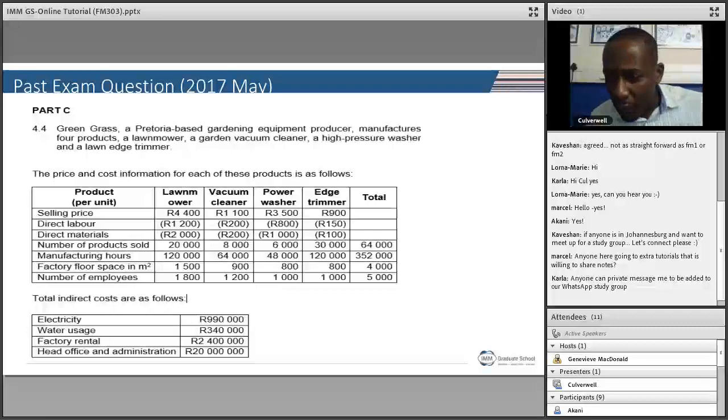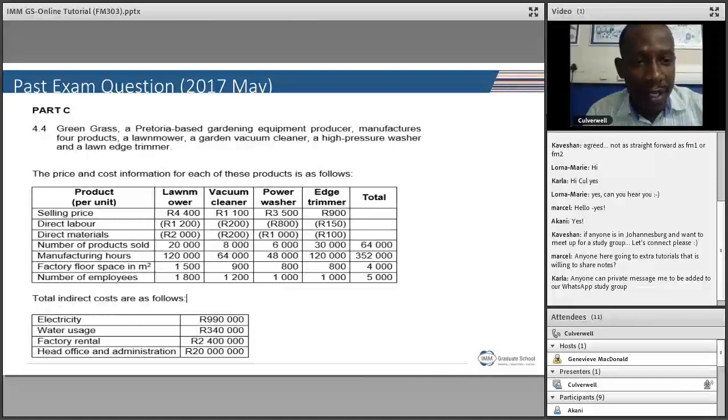So I'll give you just a moment to look for your May 2017 question 4 part C paper, and I'll be reading shortly. And then we're going to go through this calculation together. If you've got a question, ask me, and then I'll be glad to help. So I'm quickly going to read question 4.4 on part C of May 2017.